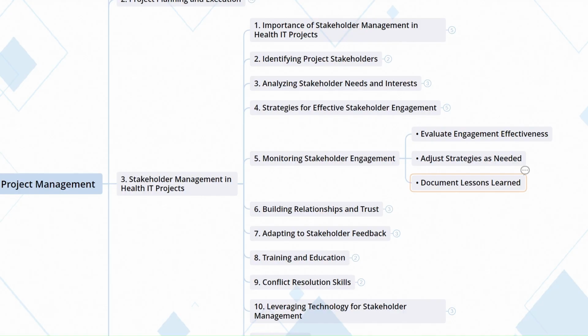Next, documenting lessons learned. Throughout the stakeholder management process, documenting best practices and challenges faced can provide valuable insights for future projects. Sharing these insights with teams can improve stakeholder management strategies over time.